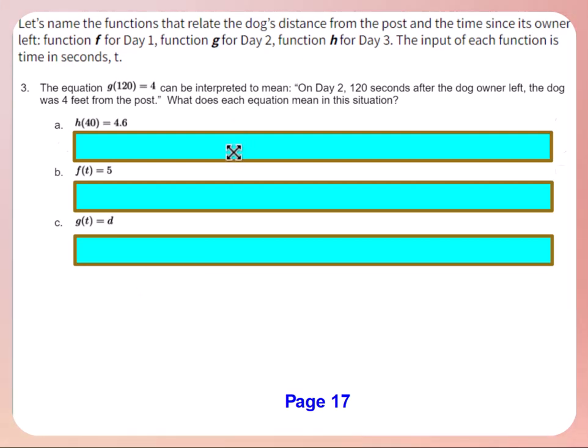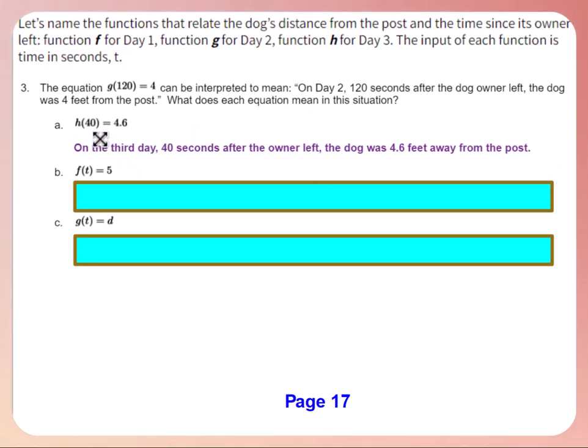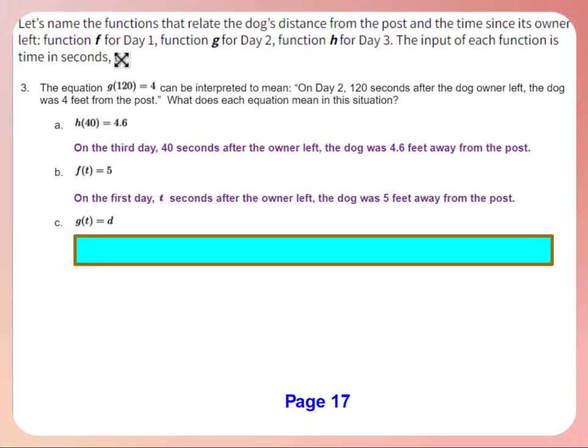All right, starting off with A, H is the 3rd day. So on day 3, 40 seconds after the owner left, the dog was 4.6 feet away from the post. Practice again for F of T. F is the function for day 1. So on day 1, T seconds after the owner left, the dog was 5 feet away from the post.